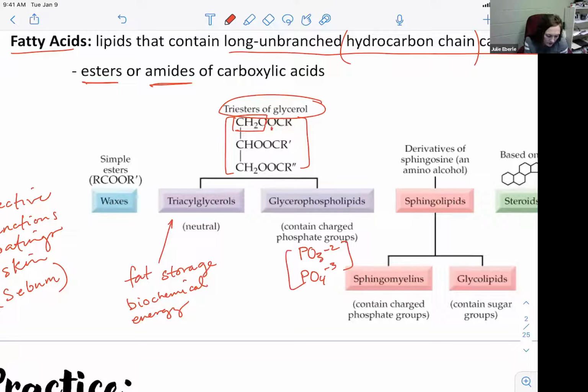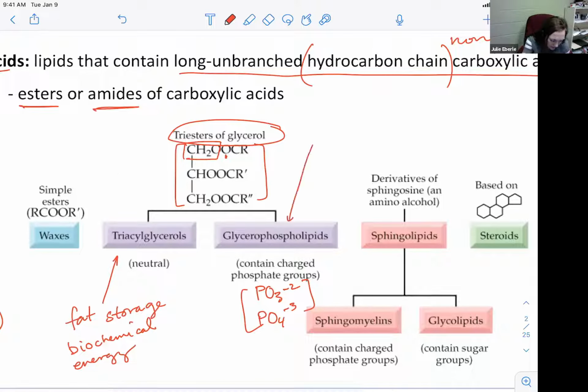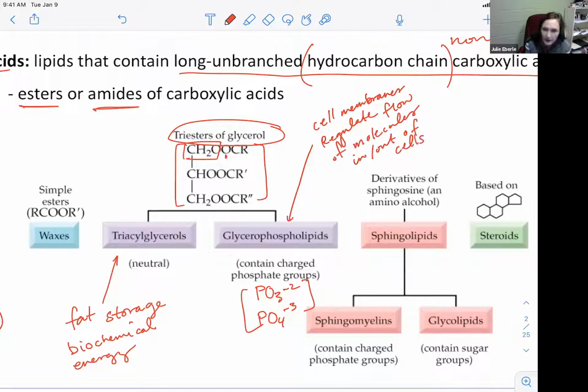But why are glycerophospholipids important? These, I'm going to draw an arrow and go up. These are the main lipid in cell membranes. So they regulate, they control the flow of molecules into and out of the cell. Okay, they create the bilayer that is our cell membrane.